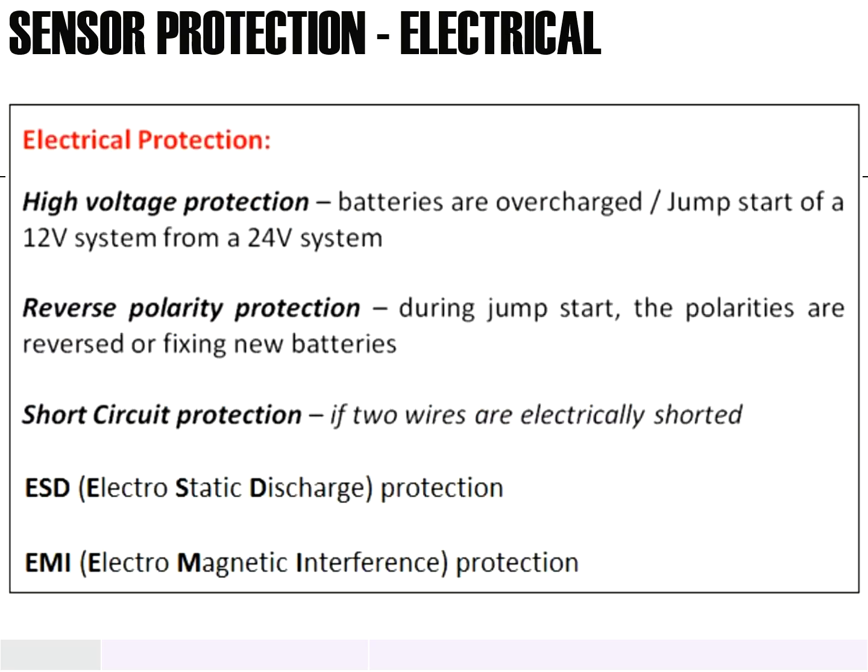The next topic is electrical protection. Automotive electronic systems must be designed to handle electrical disturbances and abnormal conditions like high voltage protection, reverse polarity protection, short circuit protection, and ESD. ESD means electrostatic discharge protection, and also electromagnetic interference protection. These are all sensor protections from electrical hazards and electrical short circuits.